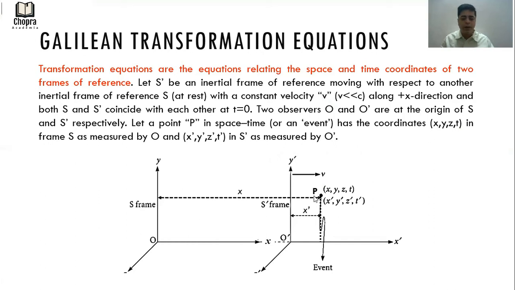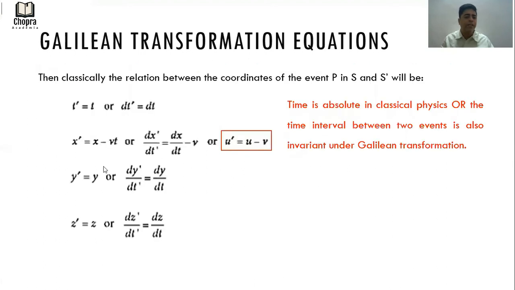So again, if we differentiate both the sides with respect to time, we will have dx dash by dt dash is equal to dx by dt minus v. What is dx dash by dt dash? It is u dash. And what is dx by dt? That is u. So you see u dash is equal to u minus v. This is a very important relation. You have to understand this.